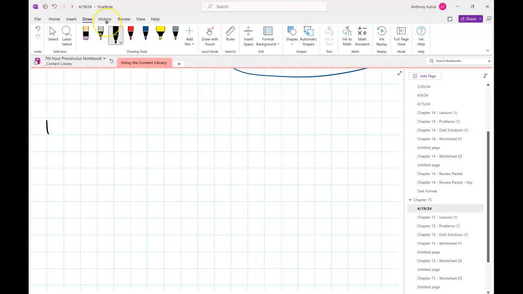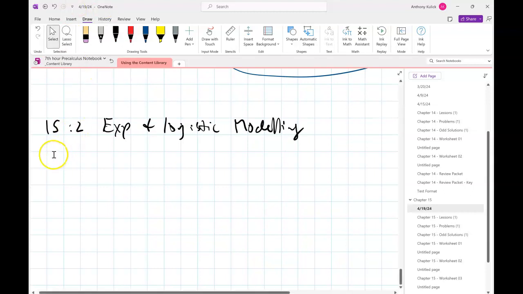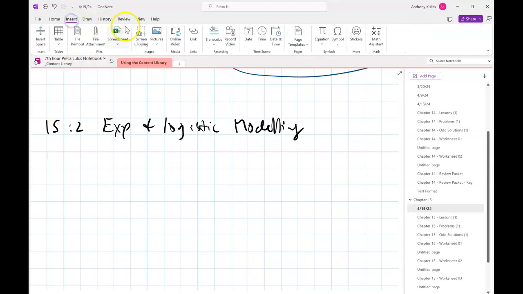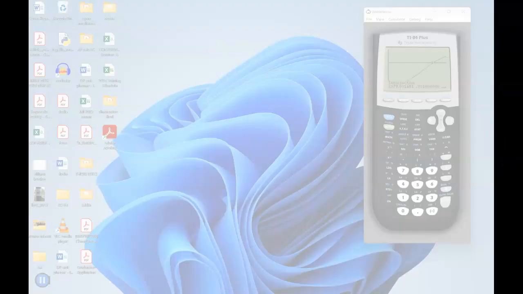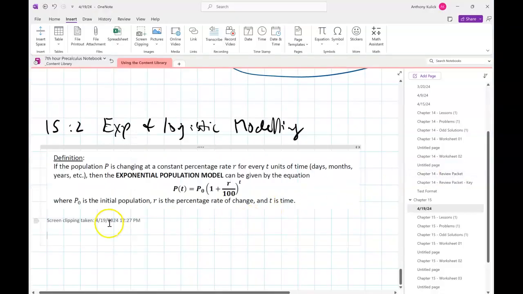In section 15.2, we're going to just be talking about exponential and logistic modeling. So basically what we're going to see here is you're going to get some formulas, and we're just going to practice filling in the formulas from a story problem. So there's no new ideas here. It's just going to be a formula, some vocab, and an example.